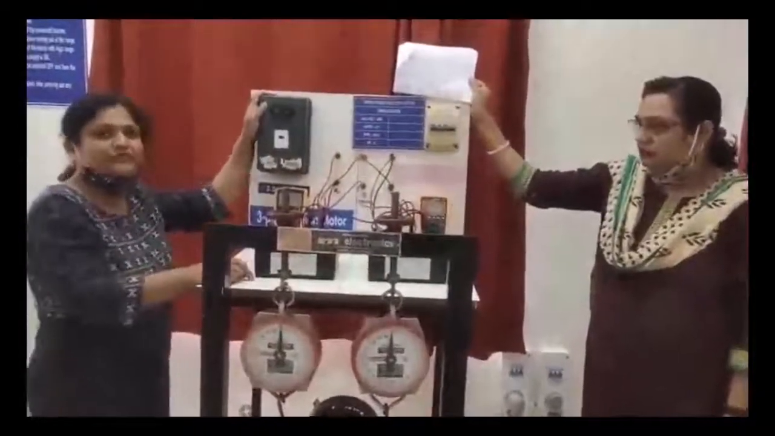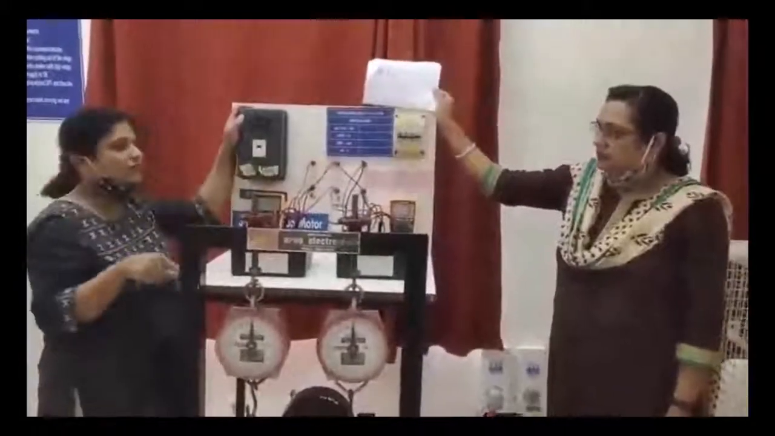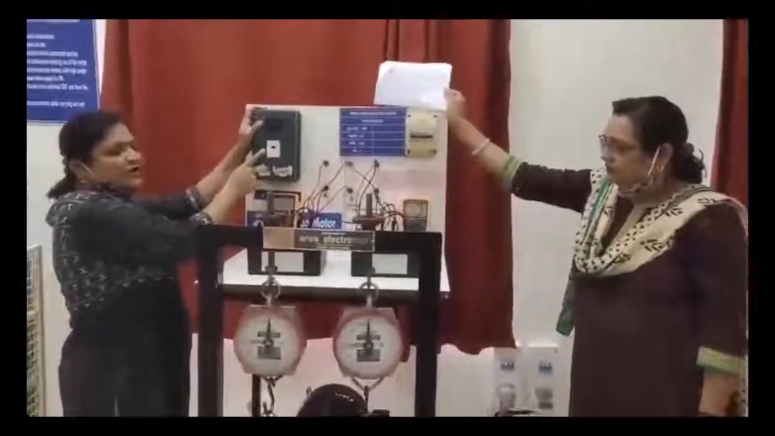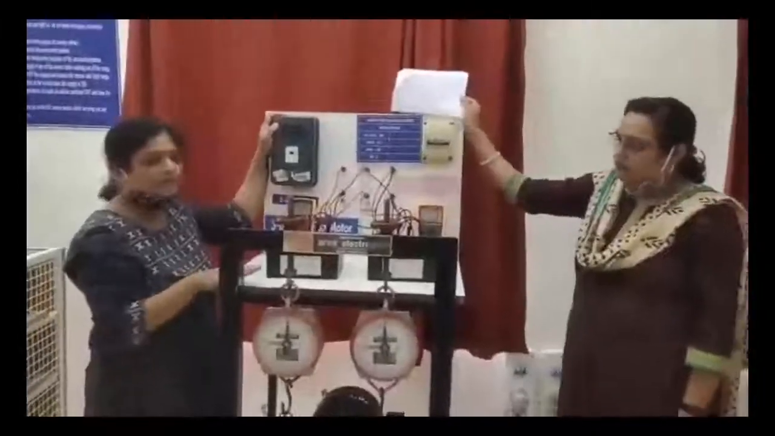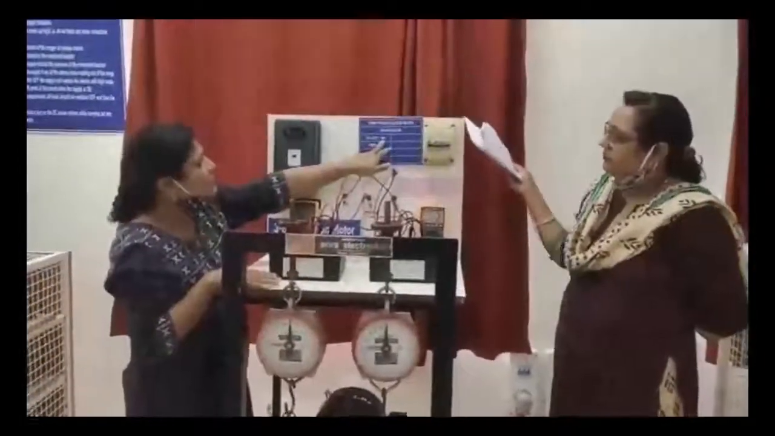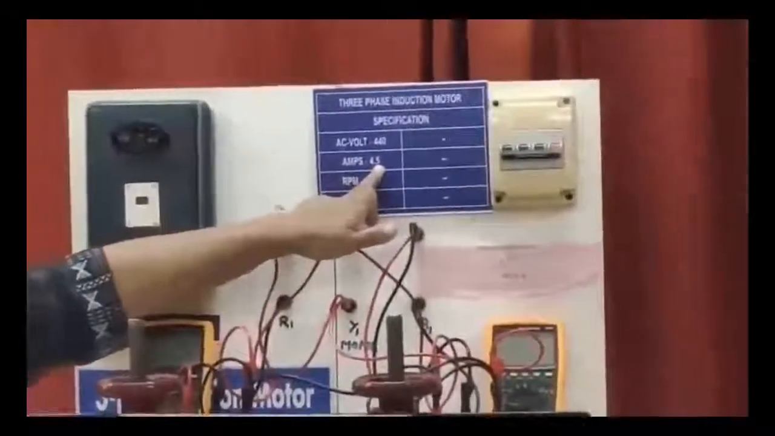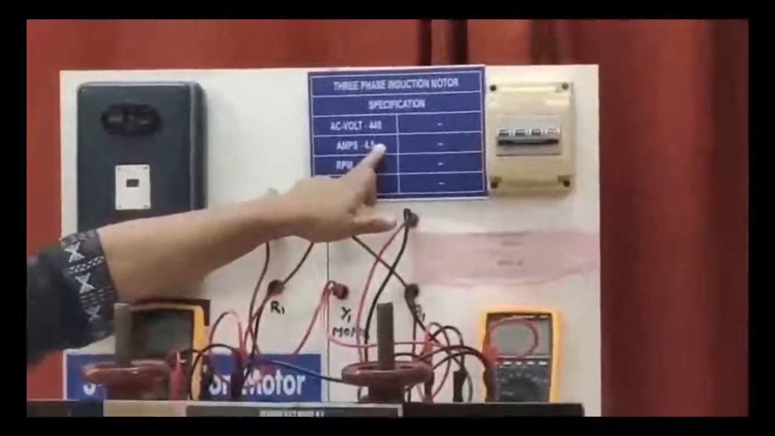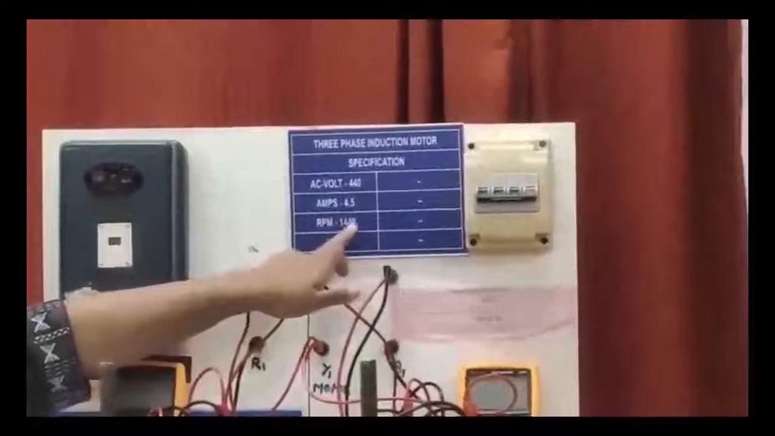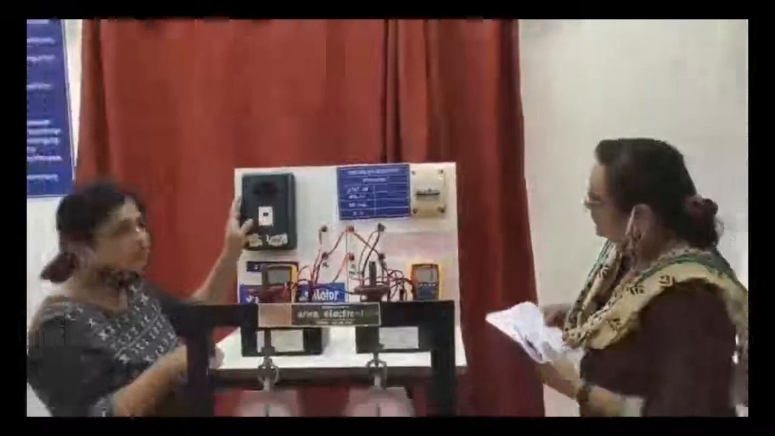The starter is a protective device for the motor. So we are not providing direct supply from the fuse to the motor. We are providing the supply from the fuse to the starter, and from the starter we are providing the supply to the motor. Now you can see here the specifications. AC voltage, up to 440 volts we can provide to the motor. Ampere 4.5, up to 4.5 ampere we can apply the load to the motor. RPM is 1440, and it is a 3 HP motor. That is the specification of the motor.